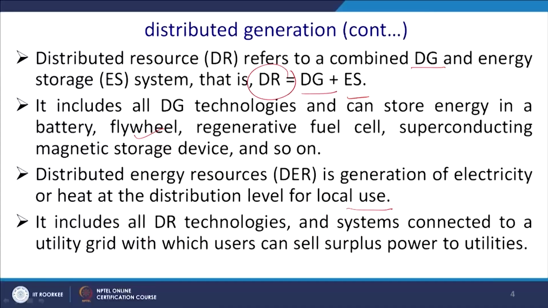Distributed energy resources, that is DER, is the generation of electricity or heat at the distribution level, mostly for local use. It includes all DR technologies and systems connected to a utility grid, with which the user can sell surplus energy to the grid. That is, on a bright sunny day you may be away, or you went to the office, but your solar installation is generating power. So, you can sell it to the grid.